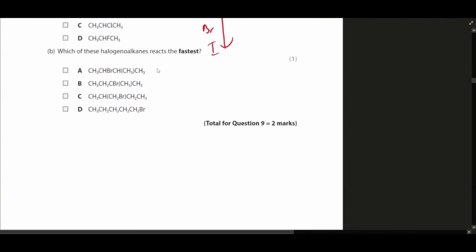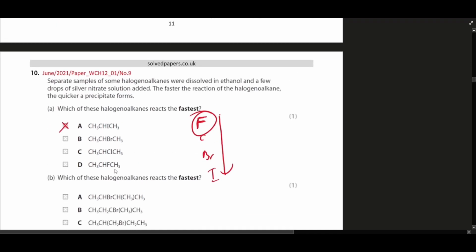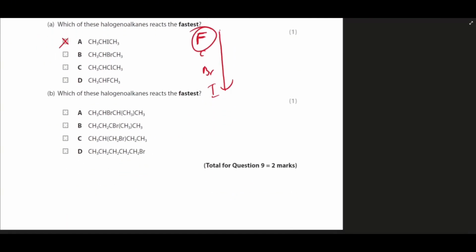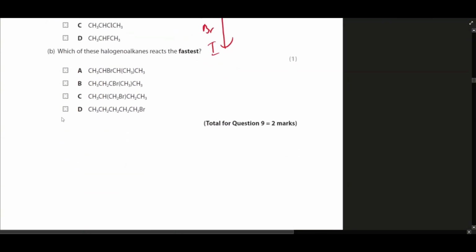Which of these halogenoalkanes reacts the fastest? Oh wait, it's the same and same. Okay, now this is a little bit different because the fun fact is that here the halogens were different, but here the halogens are not different, so we can't consider the carbon halogen bond strength here because the carbon halogen bond strength is kind of same. The only thing that's different is one is primary, one is tertiary, one is secondary, one is tertiary. So now tell me, which one do you think reacts the fastest?